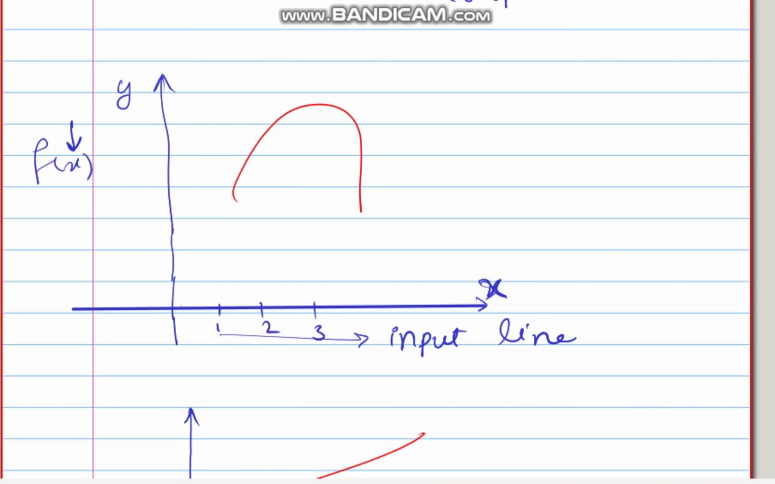Okay. Similarly, the vertical line is the output line. Here is the output and it increases in this way. For example, here the output is 1, output will be 2, output will be 3 here, and 4 here, and so on. Okay, basically this is graphing.